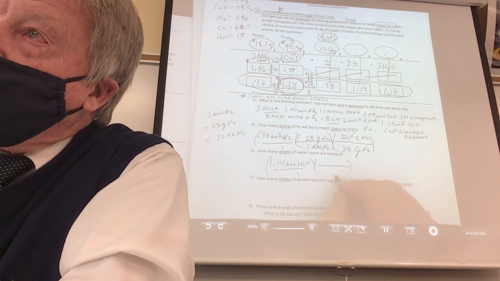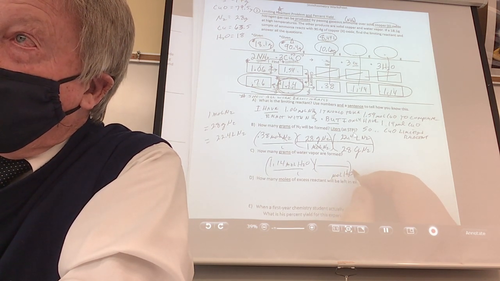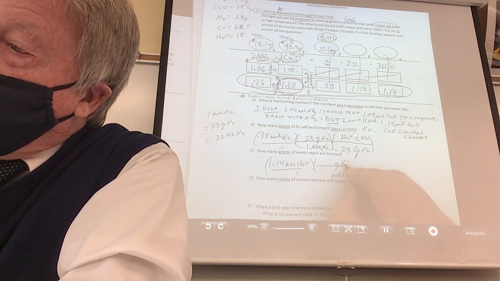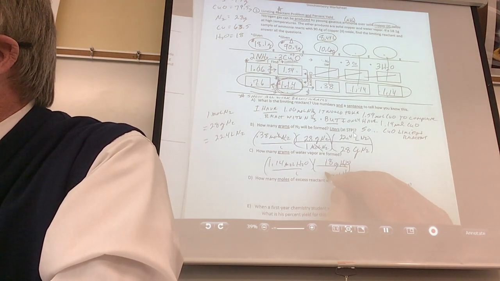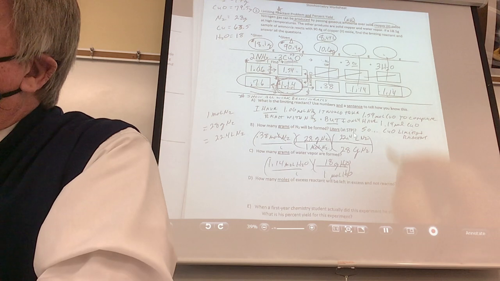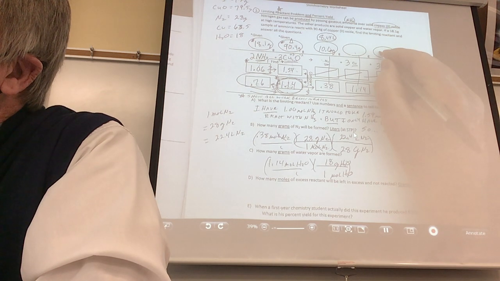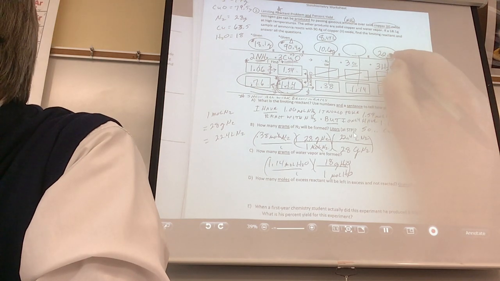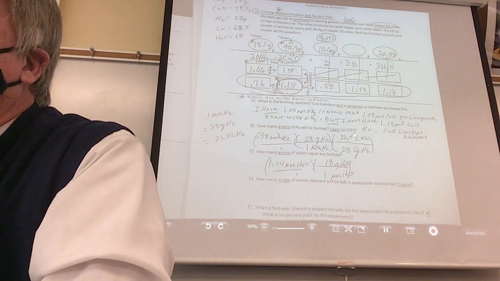What has to go down here? Of what? Of water? So you're going to change moles of water to what? What numbers do I put here? 18. Say it again. 18. Okay, so let's go ahead and put that in there. And what's your final answer? 20.52. Is everybody else getting something like that? Okay, good. Everybody okay on that?